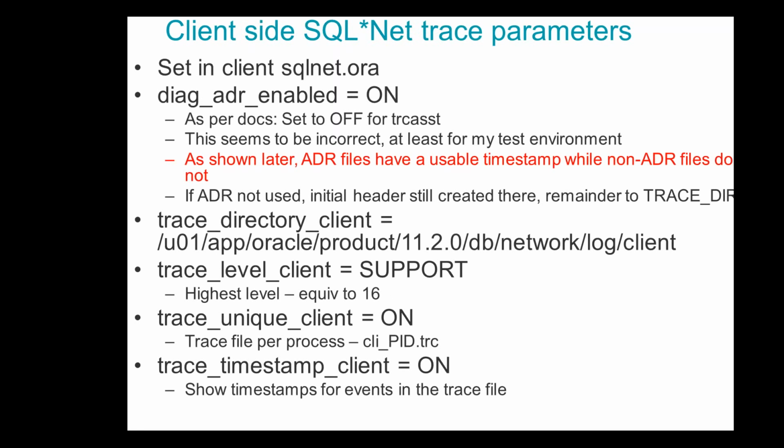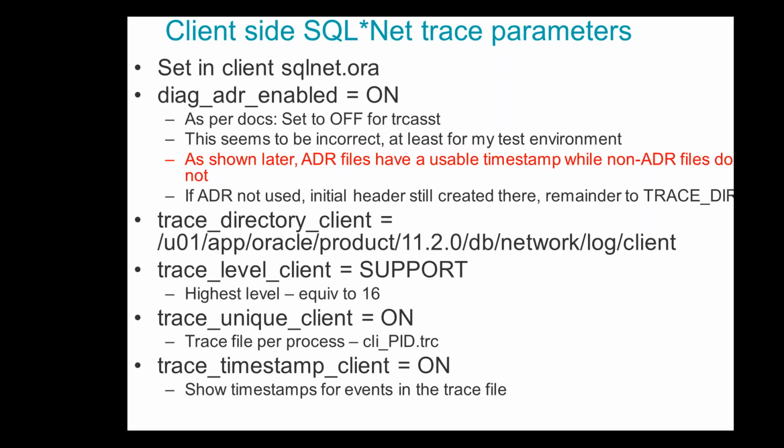So let's look first at the sqlnet trace parameters. The recommendation from the documentation is to set this off, so to disable Advanced Diagnostic Repository for sqlnet tracing. However, I have it set on, and there's a reason for that. It has to do with the timestamps, and we'll cover that a little more in detail later. Even if you don't use ADR, it will still create in the ADR location a file with just header information in it. Not sure why it does that, but it does. It's really of little value in our tracing efforts.